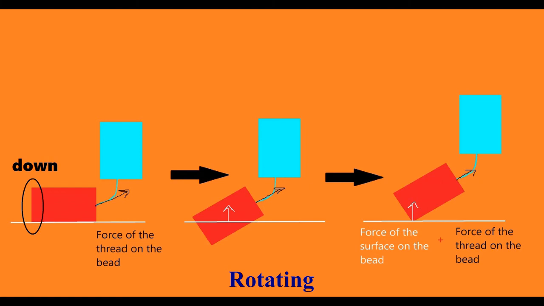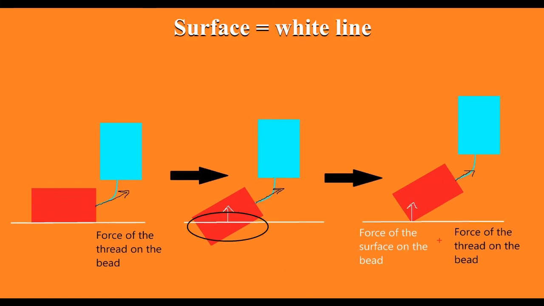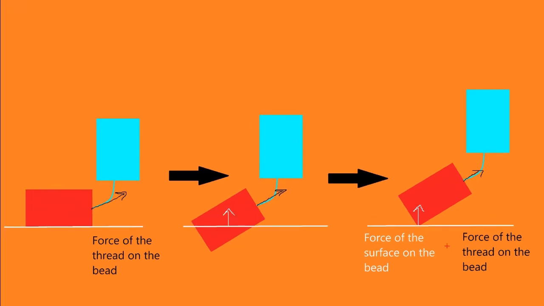However, it can't move down because it is sitting on a surface, which can be the rest of the pile or the bottom of the glass. So not only is this specific bead rotating because of the force from the thread, but it is also being pushed up by the surface it is sitting on, because it cannot go down. So this is what is causing the chain to go up.